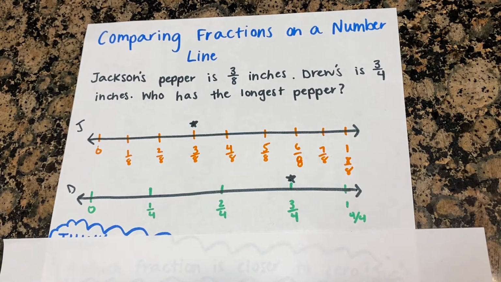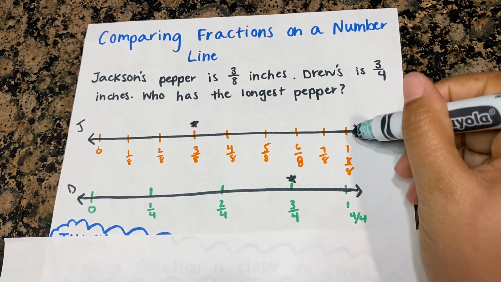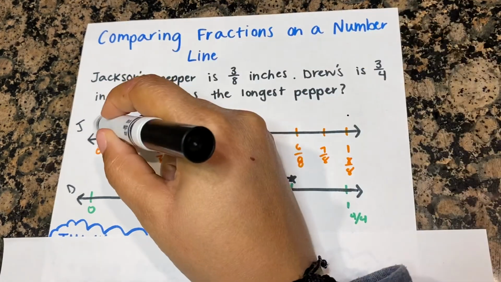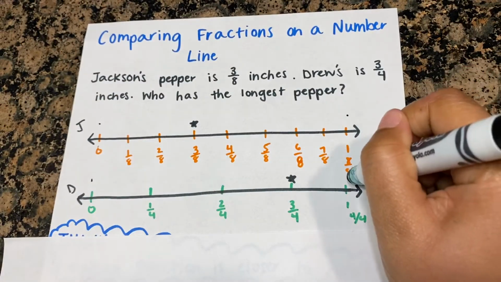Okay. I heard you say you can look on the number line and see which one is longer. But how do the number lines help us see that? Say your answer out loud. That's right. They both show us the same size hole, right? Both of our peppers, or both of our holes, go from here to here. So they're the same size hole.